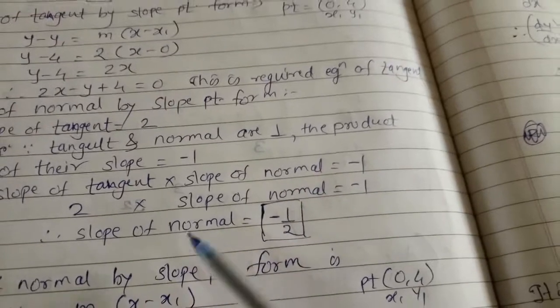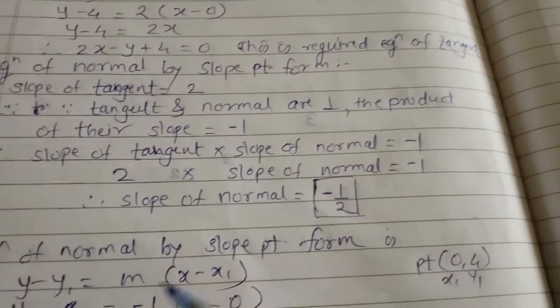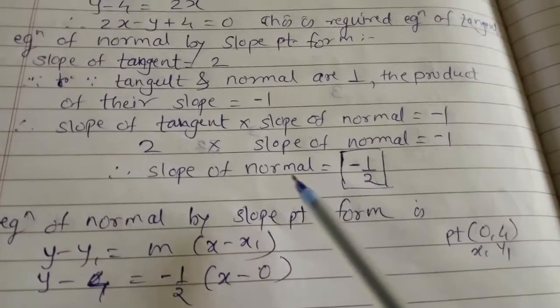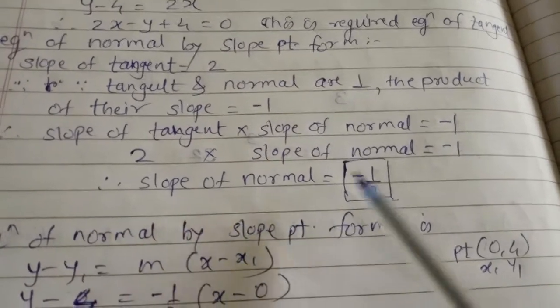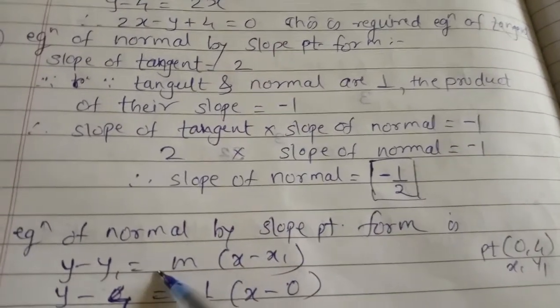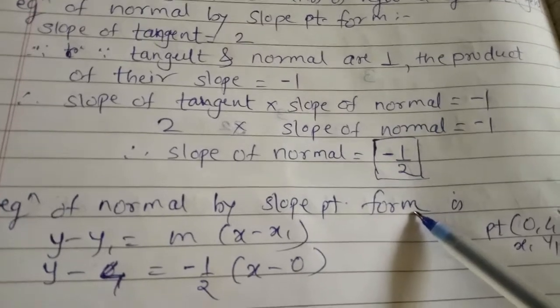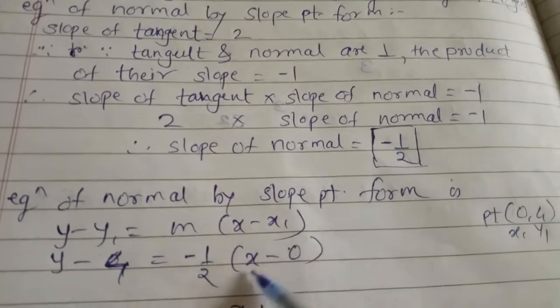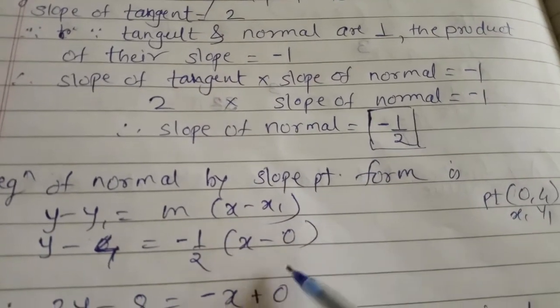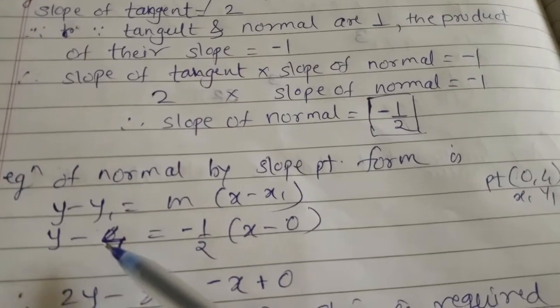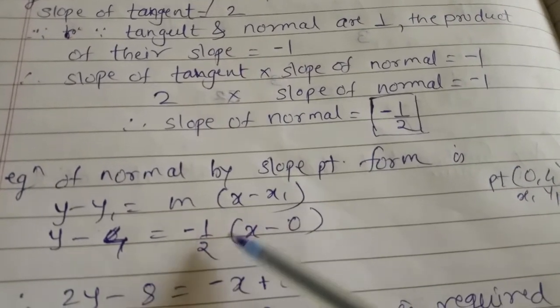Just we can directly write the slope of the normal. So after solving and getting the value of the slope of the normal, we can easily find out the equation of the normal. So the equation of the normal by slope point form is y minus y1 is equals to m into bracket x minus x1. So y minus 4 is equals to minus half.